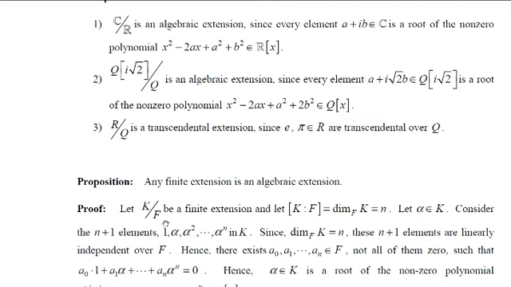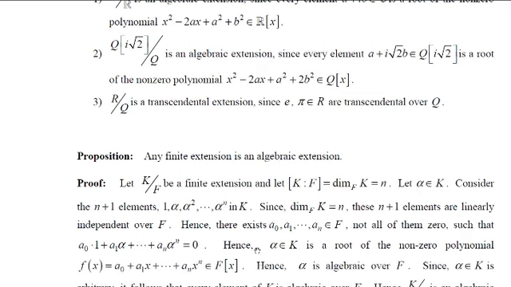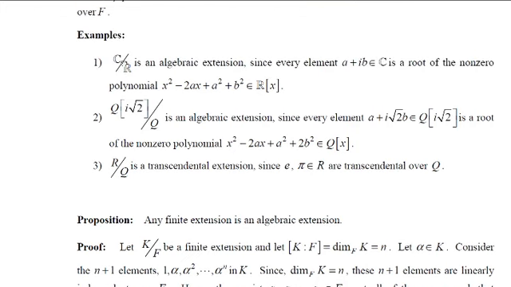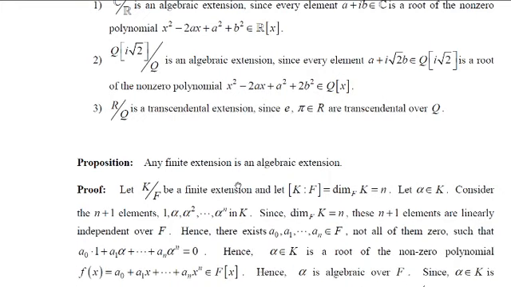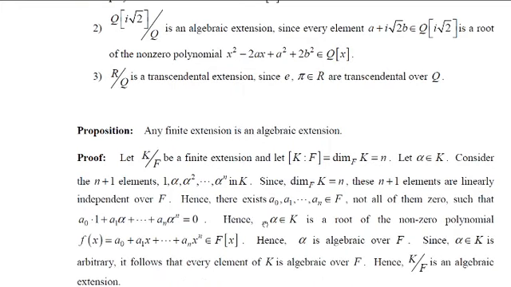Therefore, K over F is an algebraic extension. So, in general, every finite extension is an algebraic extension. For example, see here, C over R. We knew that C over R is a finite extension because we need only 1 and i to generate C from R. Therefore, the basis consists of 2 elements. Therefore, the dimension of C over R is 2, as we discussed in the earlier classes. Therefore, this is a finite extension, and it is algebraic. So, this completes the proof of this proposition.